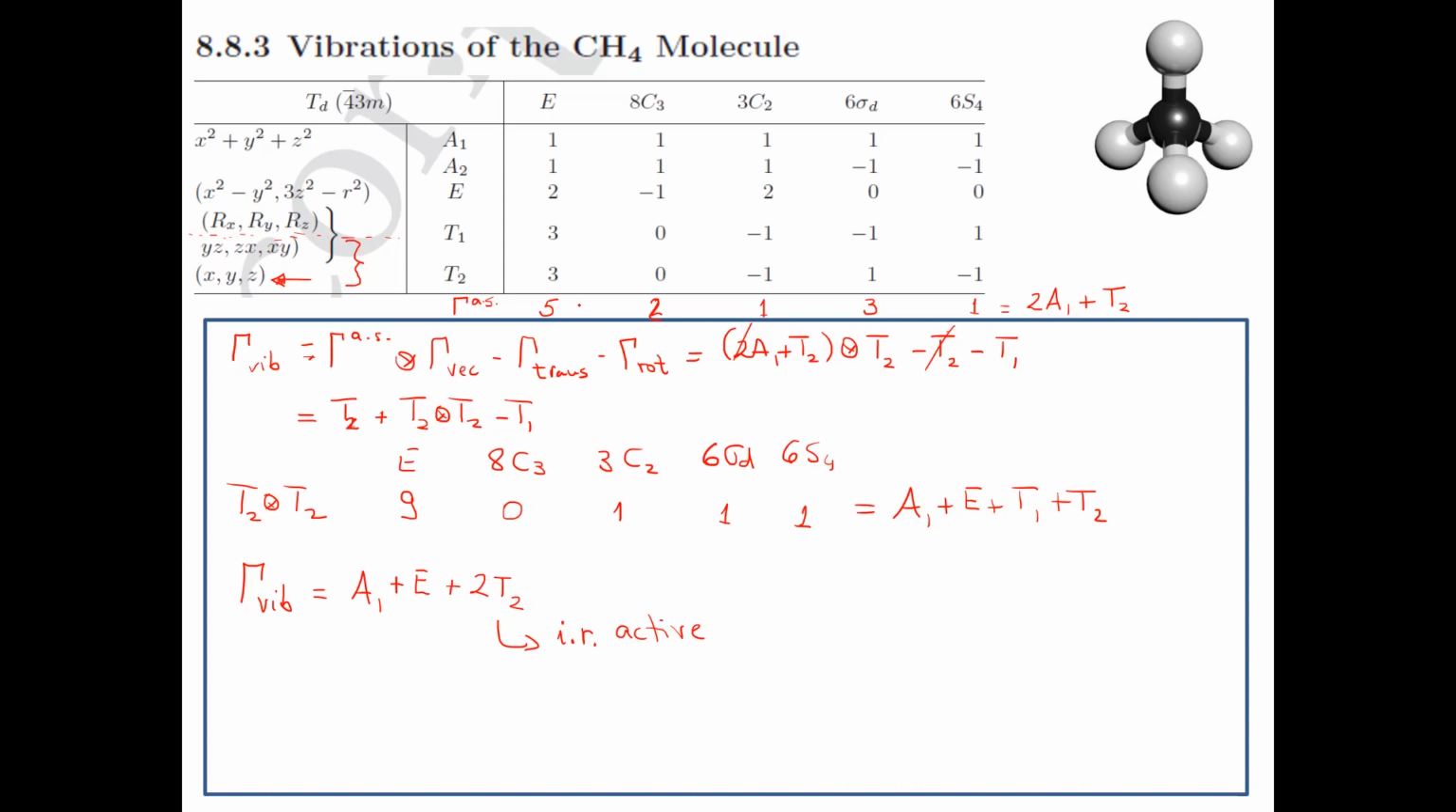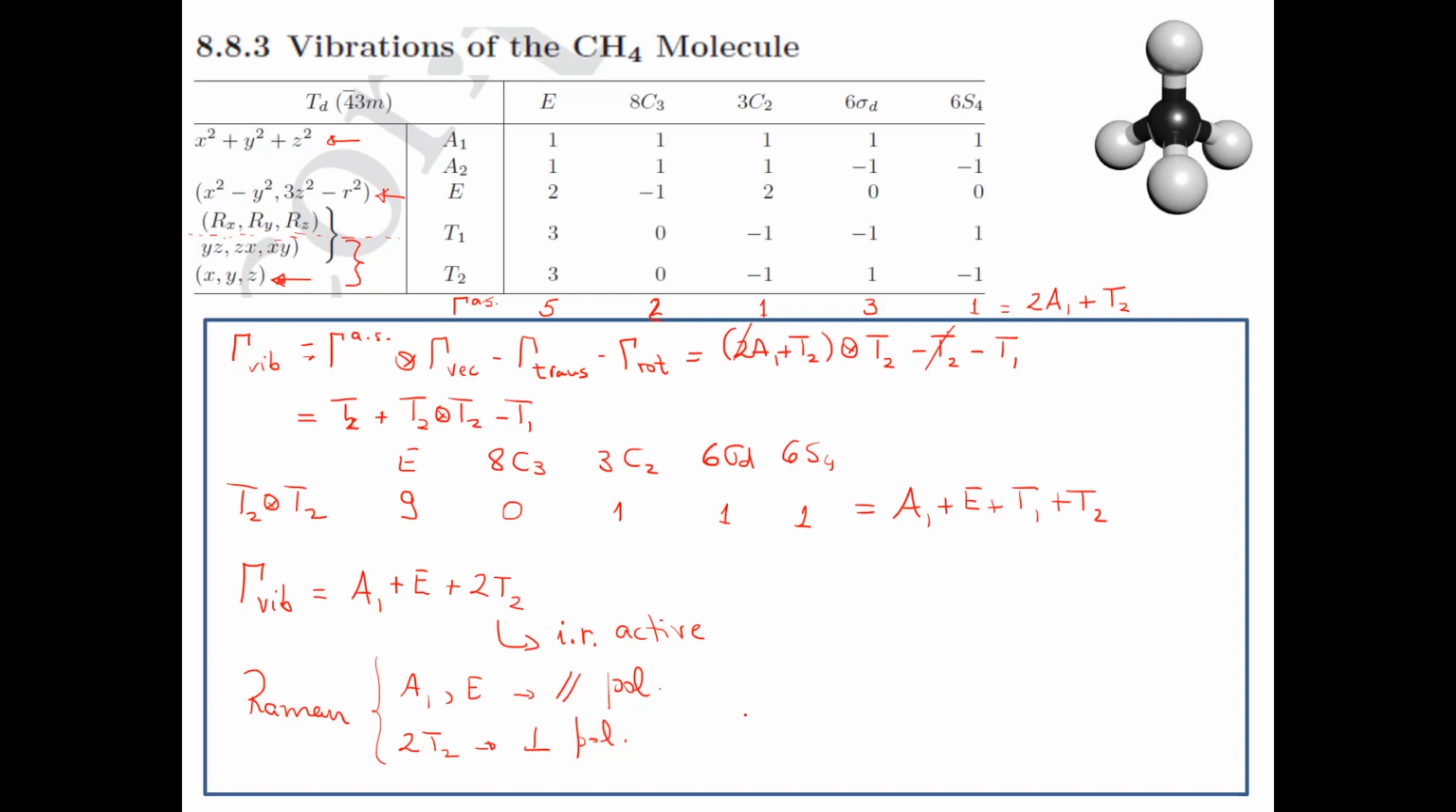So okay. When you account for that small mistake, you figure out that both the A1 and the E modes have quadratic functions. And also the T2 modes have quadratic functions with cross polarization. Okay, so all these modes are Raman active. So for Raman activity, we have A1 and E with parallel polarization of the incident and scattered field. And for the two T2 modes, they are also Raman active at perpendicular polarization.